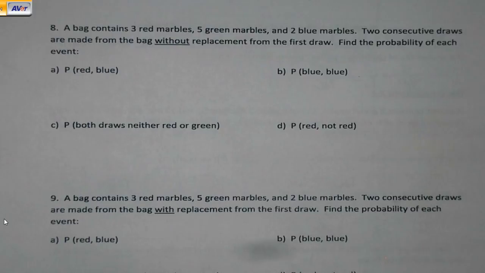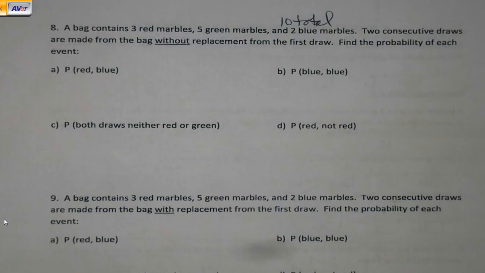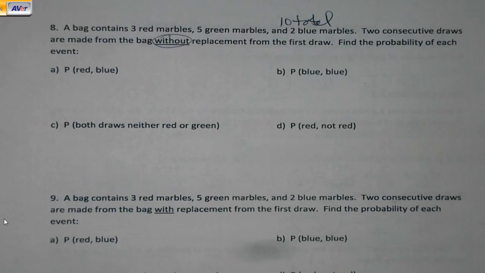So as we flip over, bag contains 3 red marbles, 5 green, and 2 blue. 10 total. Always like to have totals. 2 consecutive draws are made from a bag without replacement. They're taking them out of the bag and leaving them out. That makes a difference. Find the probability of each event.